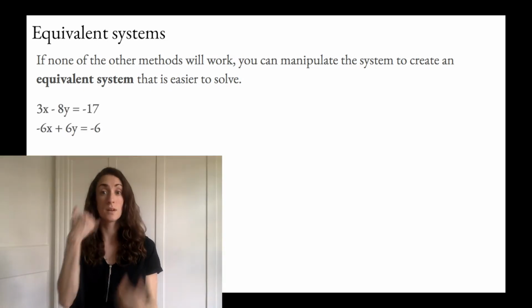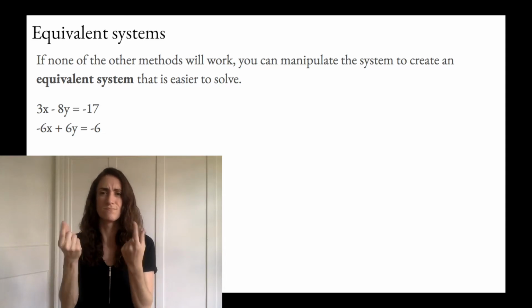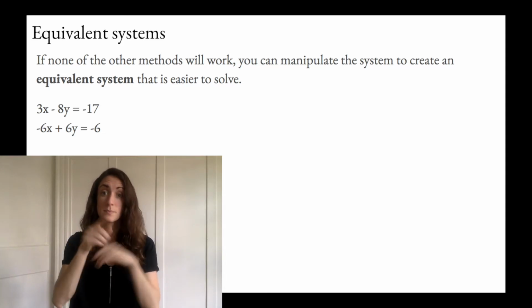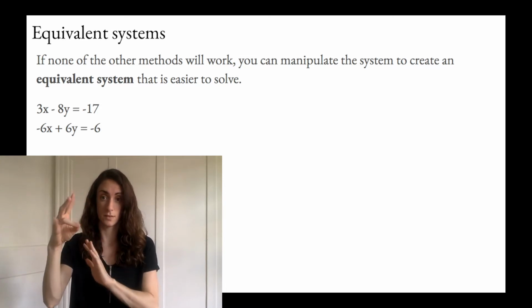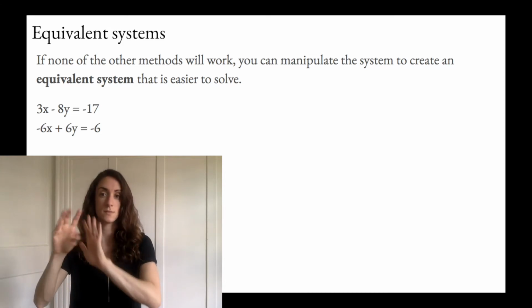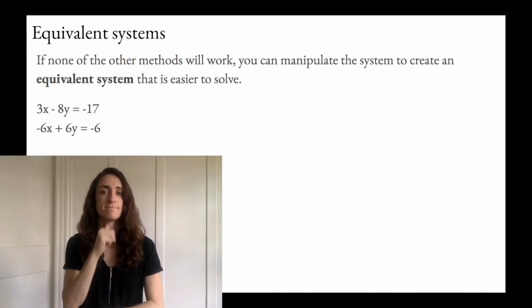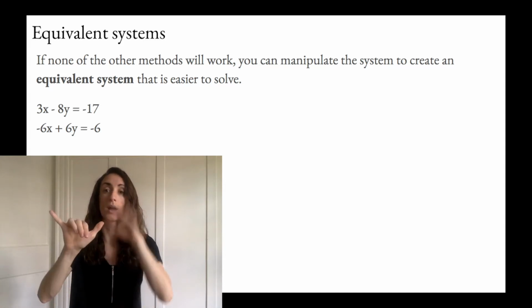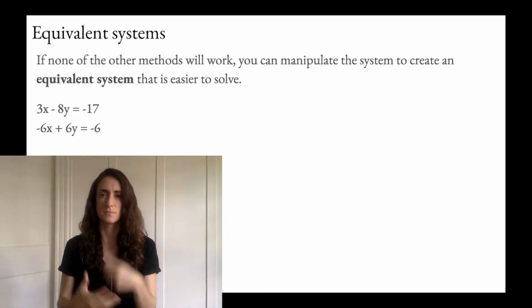Suppose we have a system of linear equations, and other methods, like the substitution or elimination method, aren't good candidates. So for example, let's take this system, 3x minus 8y equals negative 17, and negative 6x plus 6y equals negative 6. You'll notice that we don't have any variable that's already alone with a coefficient of 1. So that means that the substitution method isn't a good option for this system.